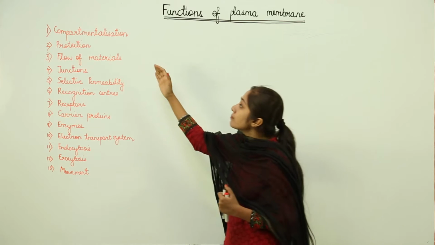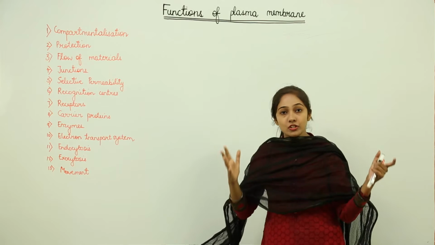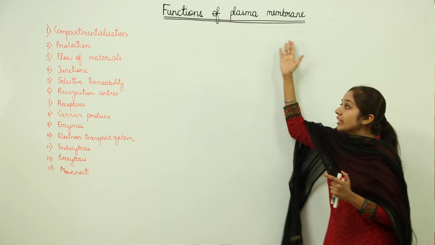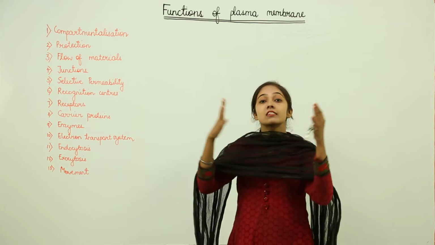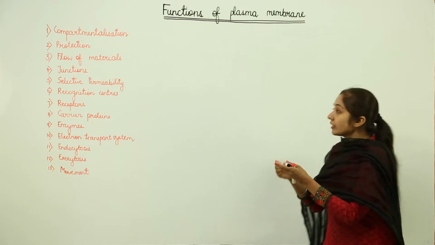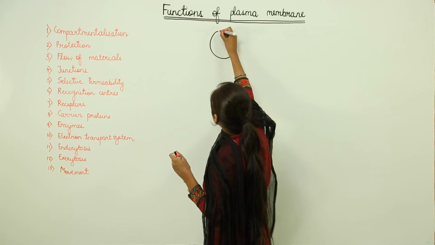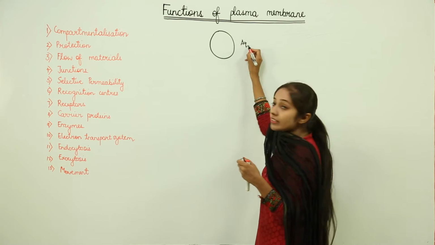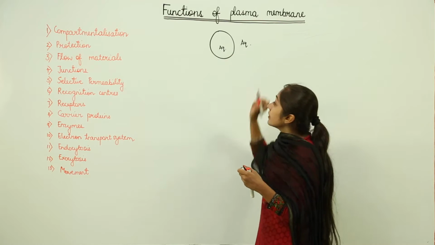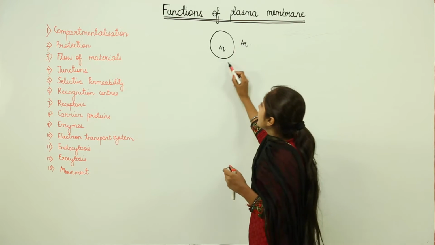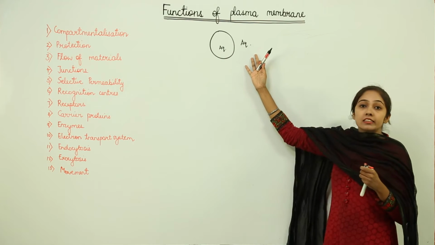First of all, it is compartmentalization. Compartmentalization means compartments, means separation. So, this plasma membrane is actually compartmentalizing or separating the cell from the external environment, right. So, how is this happening? As I told you that outside this cell we have an aqueous external environment, and inside this cell we have an aqueous internal environment. So, this membrane, it is doing what? It is separating the cell from the outside external environment.